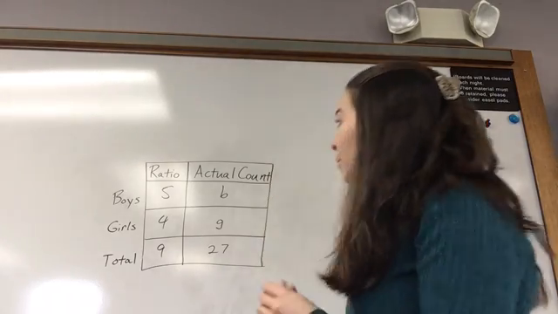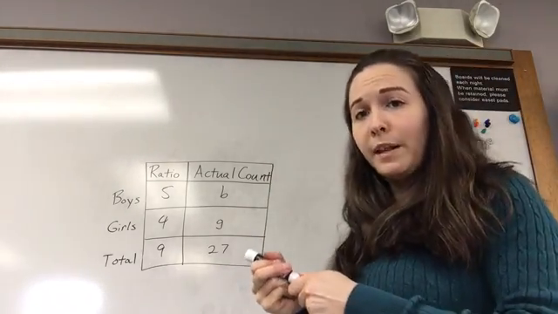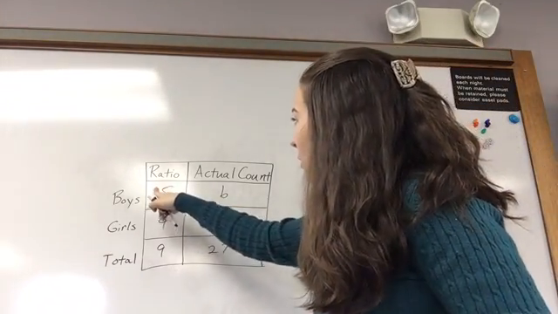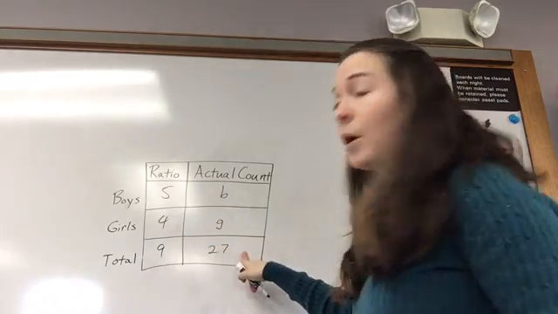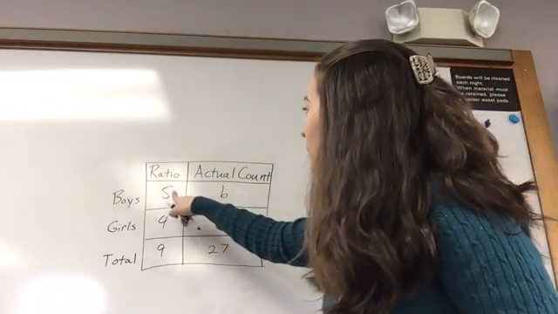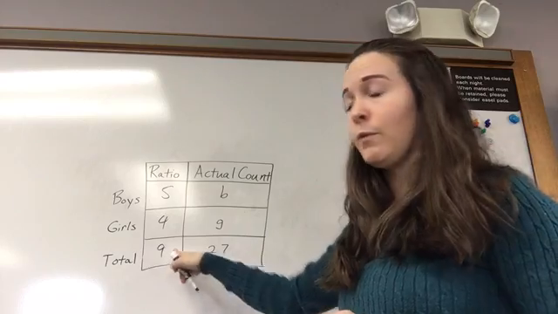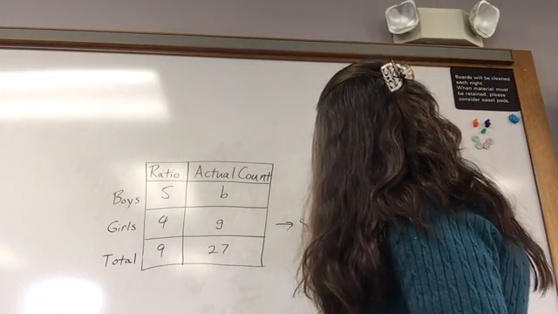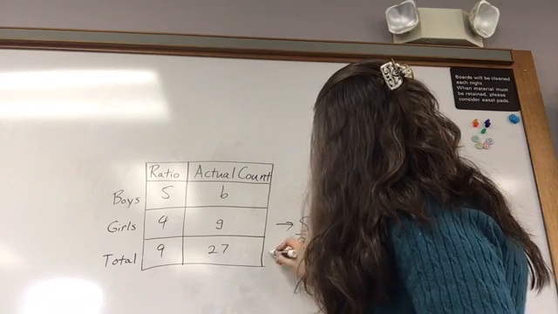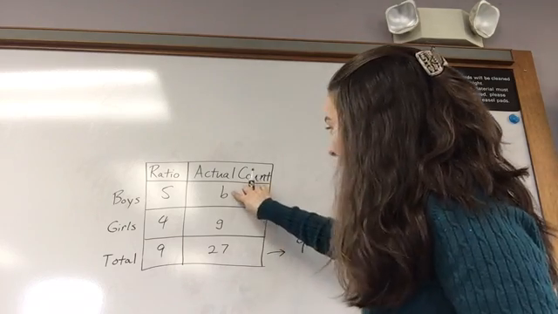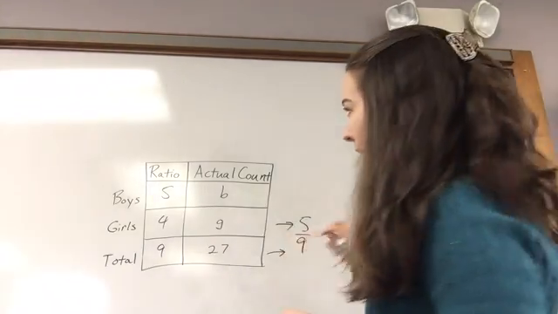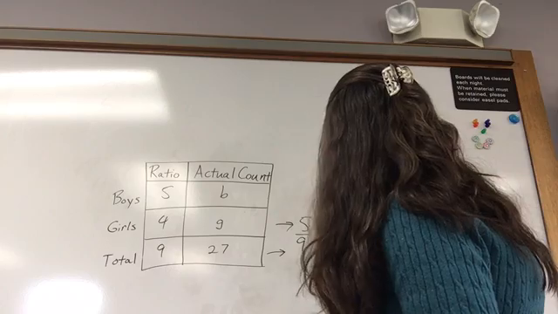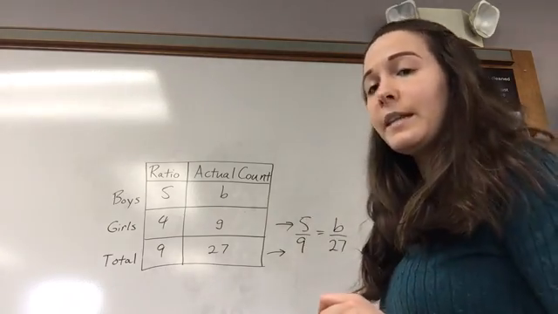Alright, so using our boys row now, we're going to solve for how many boys were in our class of 27. So we're going to take our column that we need to solve with our column that we already have the complete information for. So now we're going to have 5 to 9 for the first ratio of our proportion. So 5 to 9. We're going to bring this information over as well, and we're going to have B to 27 now since we're solving for boys. So 5 is to 9 as B is to 27.